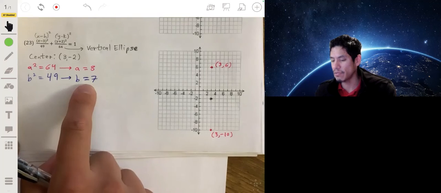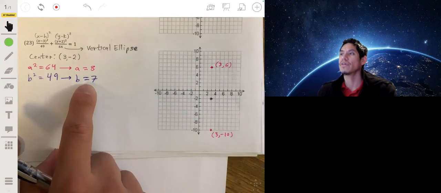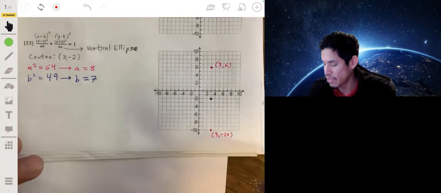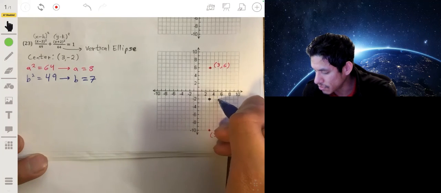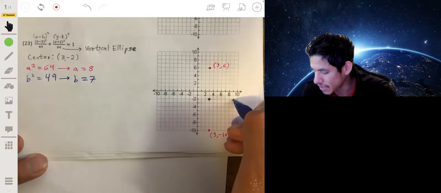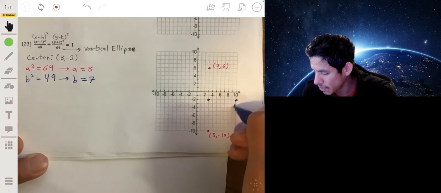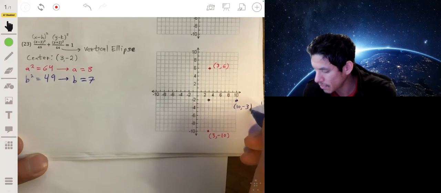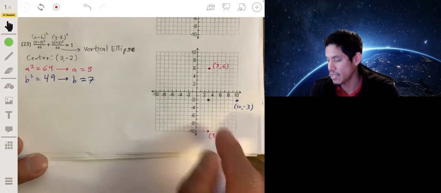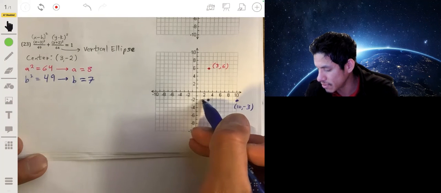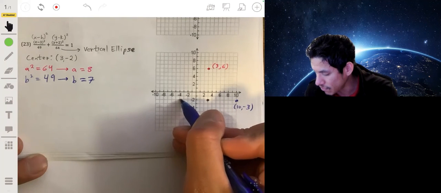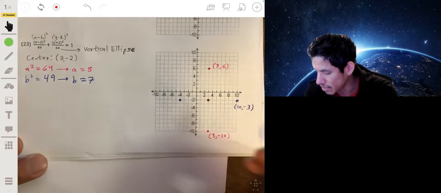Now, the b value will tell you how many units to the left and right from the center we're going to move. So we're going to move 7 units from the center. So 1, 2, 3, 4, 5 to the right will put us at 10, negative 3. And that's one of our co-vertices. And our other co-vertex will be moving 7 units to the left from the center. So that'll put us at negative 4, negative 2.